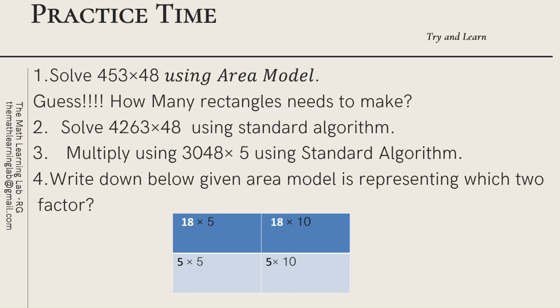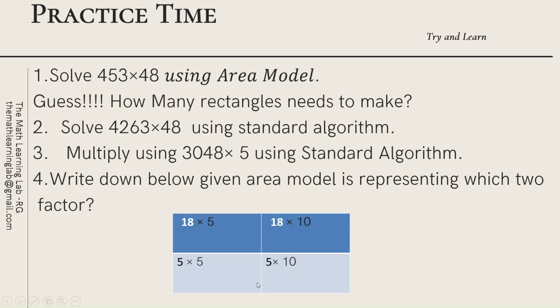Here are a few practice problems to try on your own. Solve 453 times 48. You can use any strategy. I like to use the area model and distributive property most, because it is quicker and I don't need to memorize so many multiplication facts. Guess, when you're doing 453 times 48, how many rectangles do you need to make? Let me know your answer in the comments below.